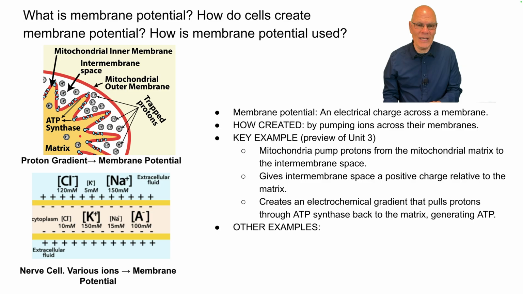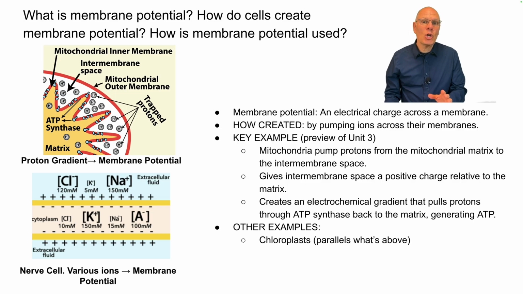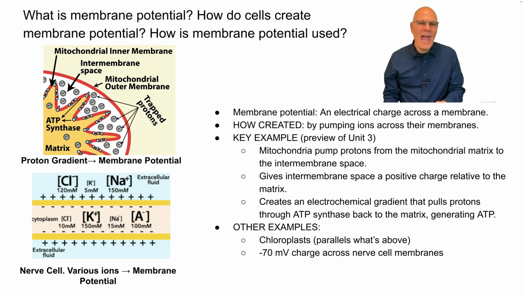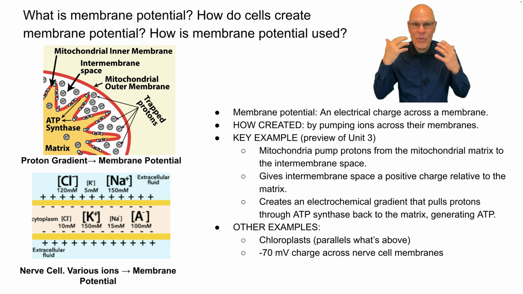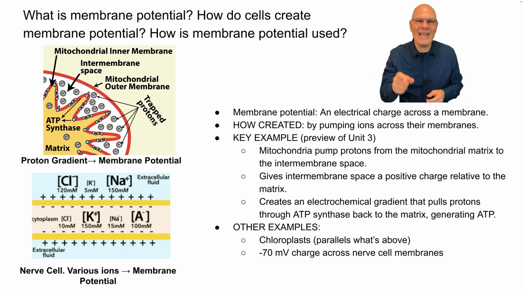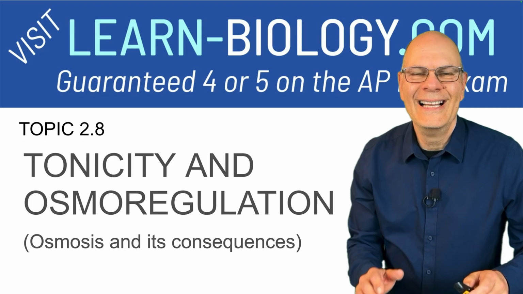Some other examples, chloroplasts do pretty much exactly the same thing. And there's also a 70 millivolt charge across the membranes of nerve cells. That makes nerve impulses possible, and that's how I am able to think and teach biology, and how you are able to learn it. Is biology mind-blowing or what?